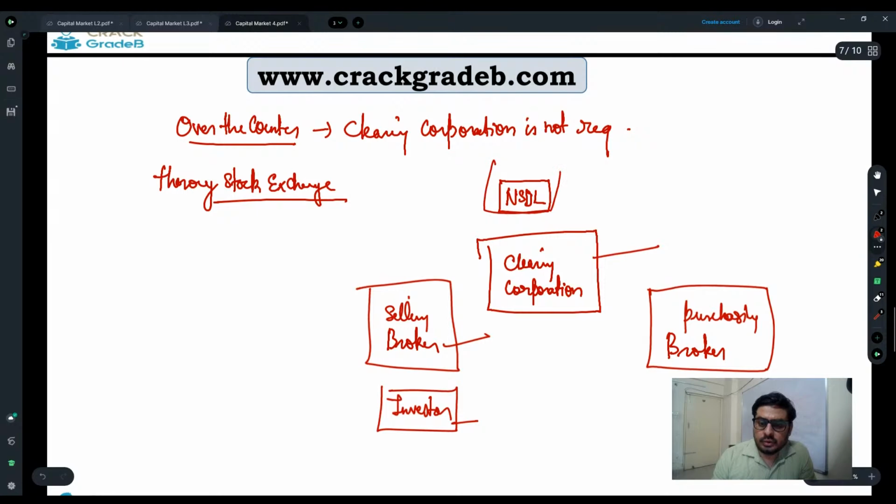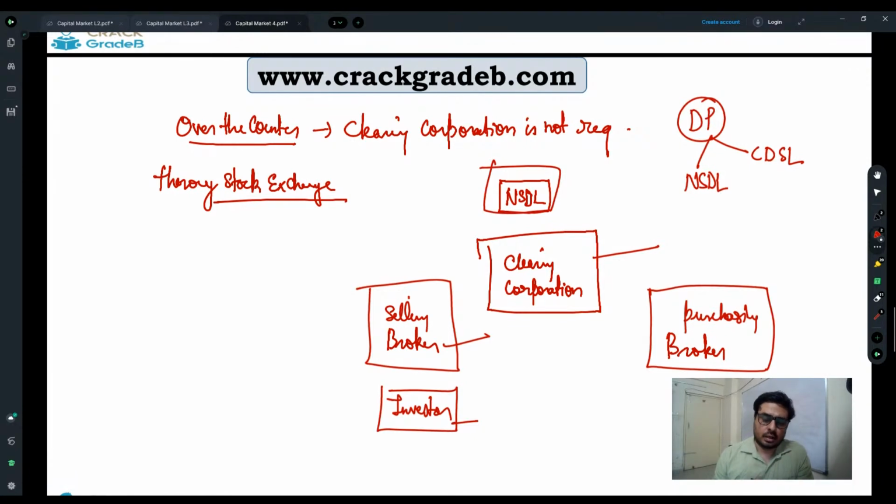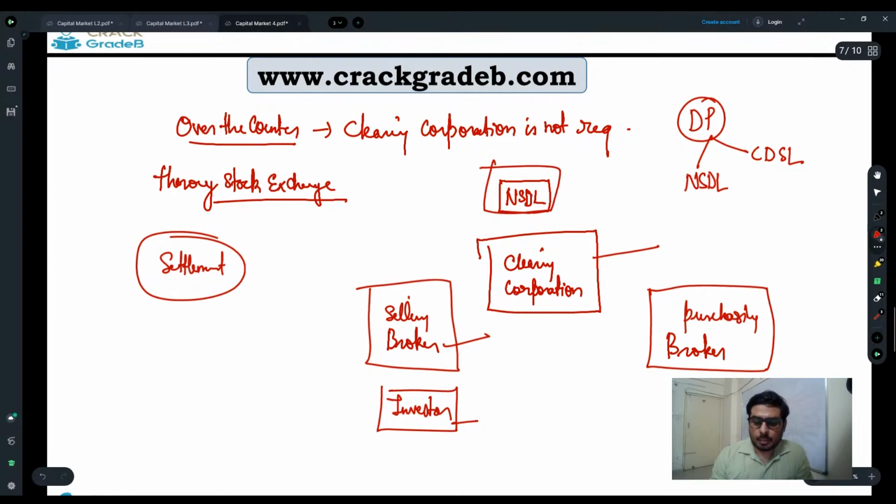And who is going to hold the securities in the electronic form? The depository is going to hold, right? We have two depositories at present, one is NSDL, another is CDSL, right? So they are going to hold the securities. Once the selling or purchasing is completed, we call it settlement. So the settlement process will happen. Then what is NSDL going to change?